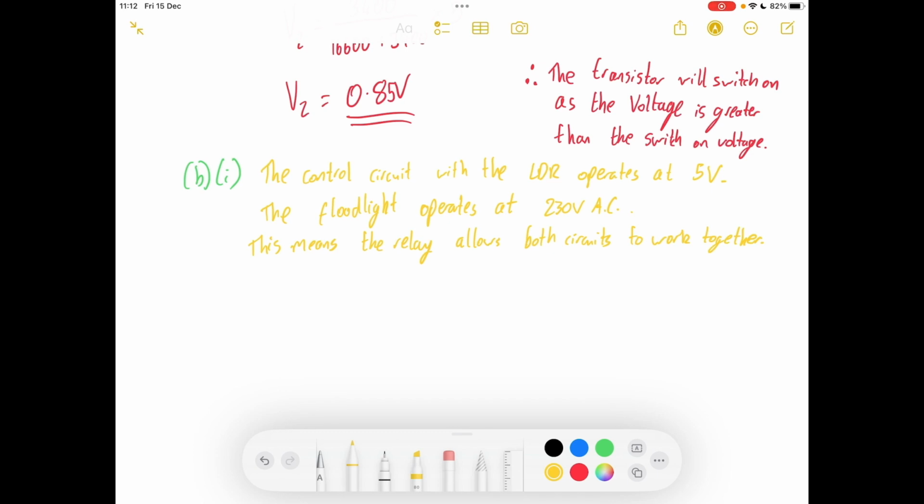You could also say the two different parts of the circuit operate at different voltages, or the floodlight requires a higher current than can be supplied from the transistor circuit on the left. Anything like that is perfectly fine. But it's just looking at, right, these two circuits operate at different voltages. How can we explain that? Why is that happening?